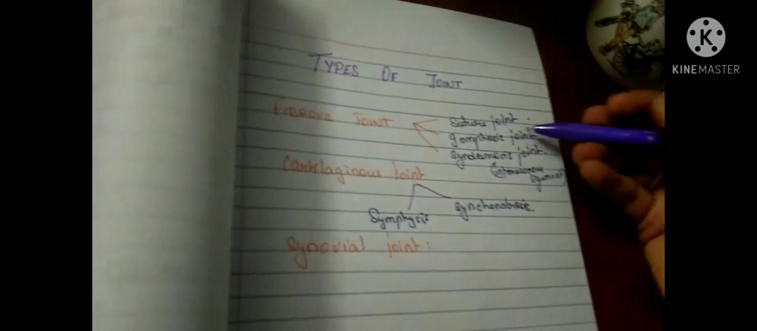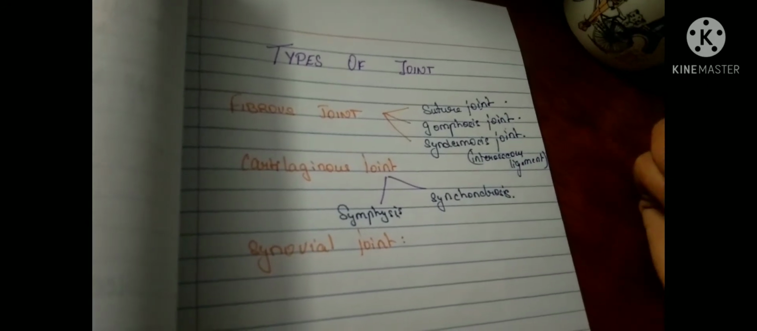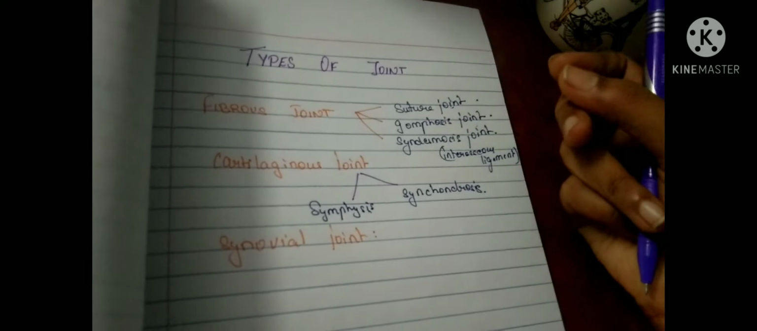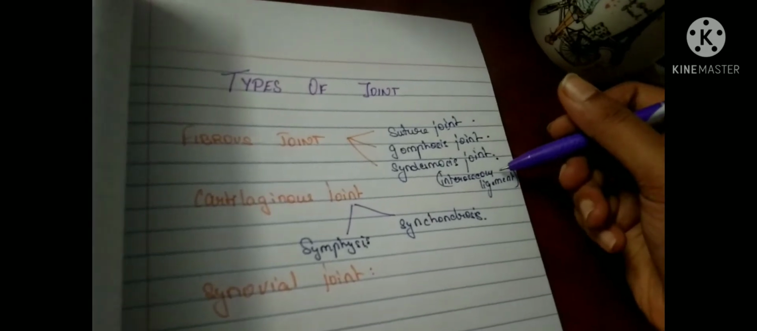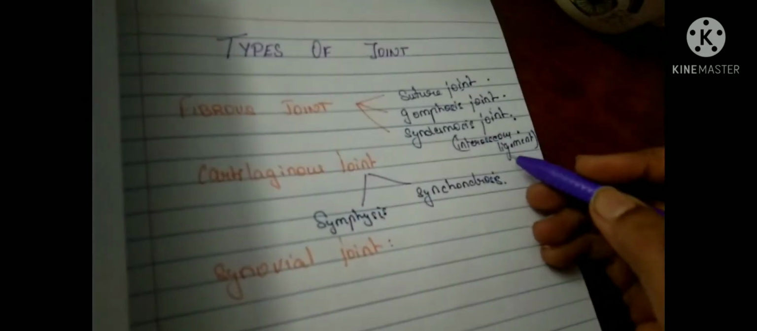In gomphosis, there is only one joint in the body, that is between the tooth and the mandible. So it resembles a peg in a hole. Then the syndesmosis joint. The syndesmosis is directly joined by an interosseous ligament. So the main thing is that it is bound by the interosseous ligament.